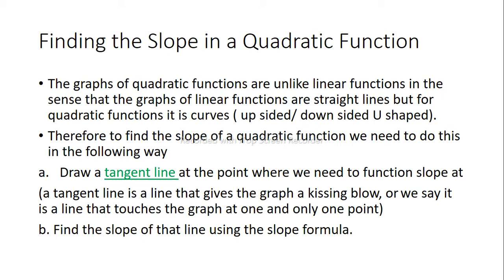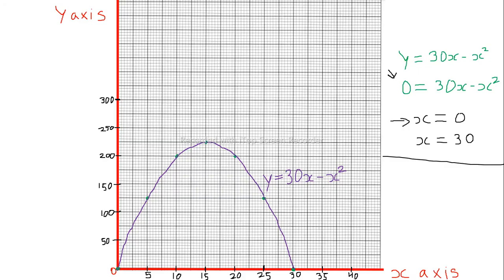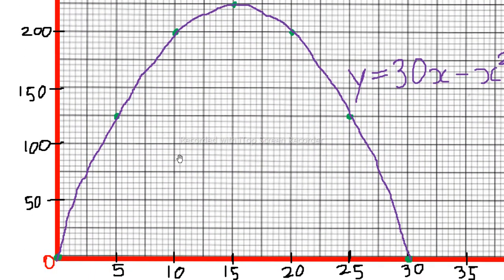All right. So the tangent line, like I said, is just a line that touches the graph at one and only one point. Once we draw that tangent line, we find the slope of the tangent line, because we know how to find the slope of lines. We just use rise over run or the slope formula. So this is the point 10, 100, like I emphasized before. We're going to draw a tangent line at this particular point.